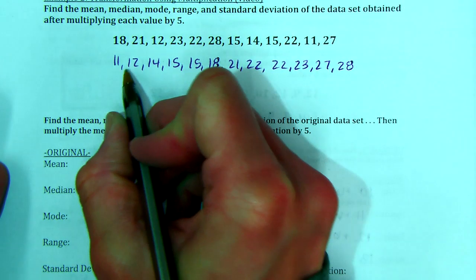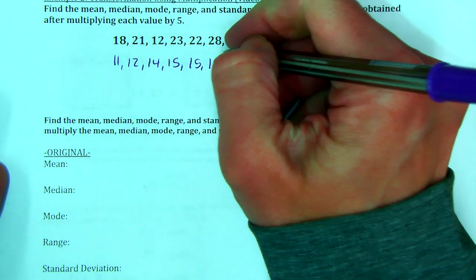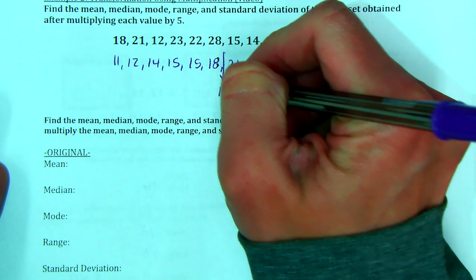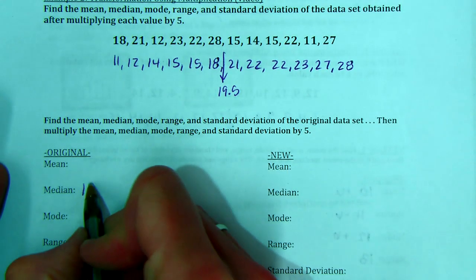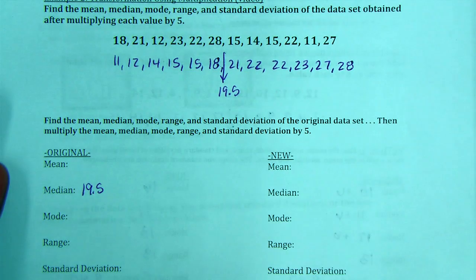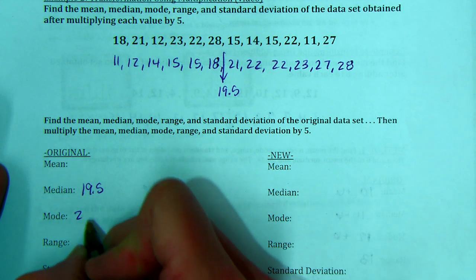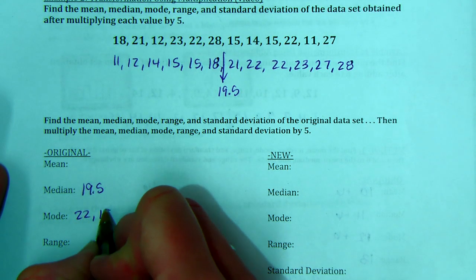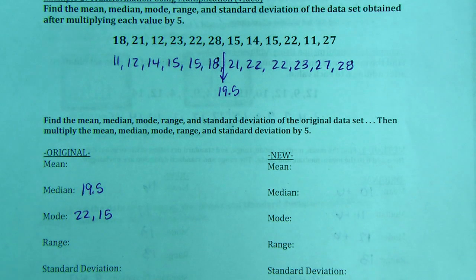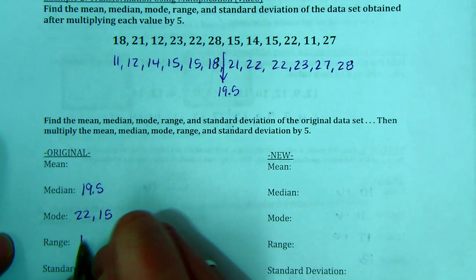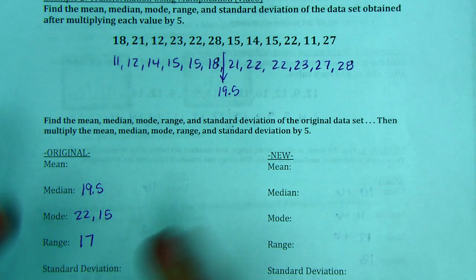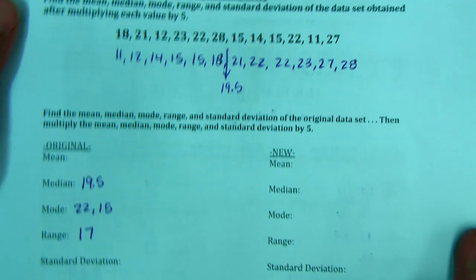So my median is 19.5. My mode has got to be 20. Actually, not just 22, also 15, because there's 2 of each. The range, 28 minus 11, is going to be 17. And the mean, if you had a chance to do that in your calculator, is 19. Add them all up and divide by the count.